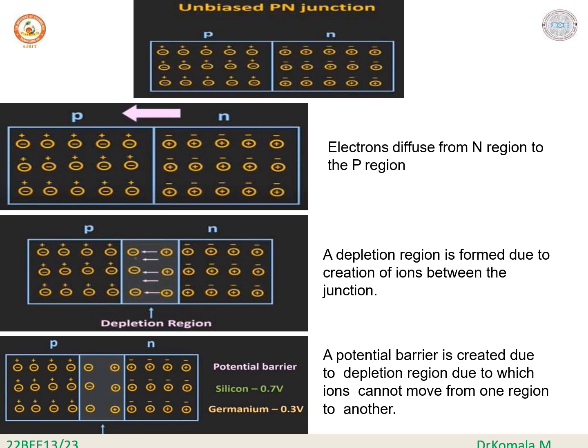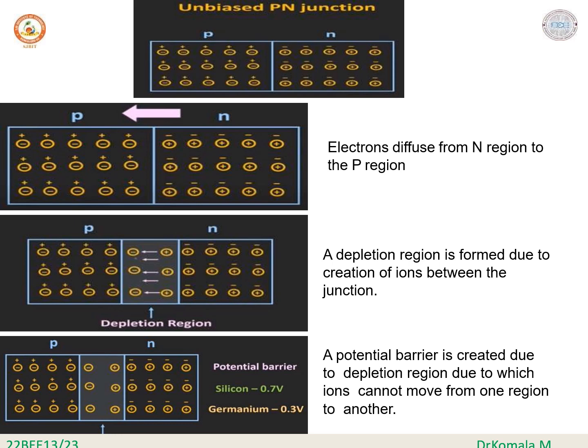So, the three important biasing functions of a PN diode. A diode can work under three conditions. One is the unbiased PN junction, where the diode is not biased. The second one is the forward bias condition, and the third one is the reverse bias condition. Now let us understand the unbiased condition of a PN junction. Whenever a PN junction diode is not applied with any voltage, we call it the unbiased PN junction.